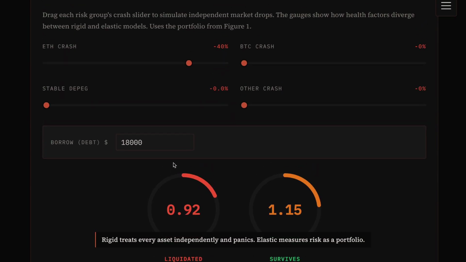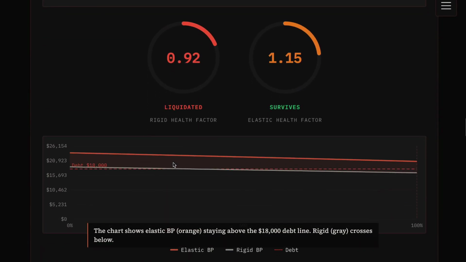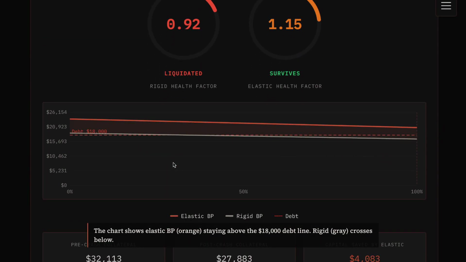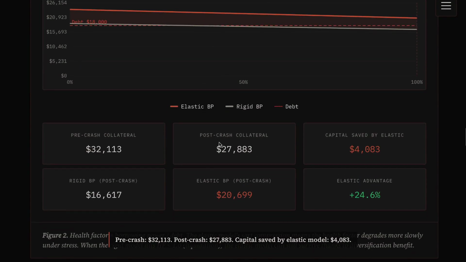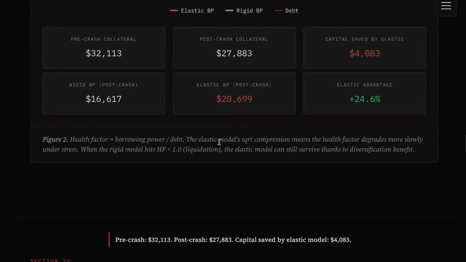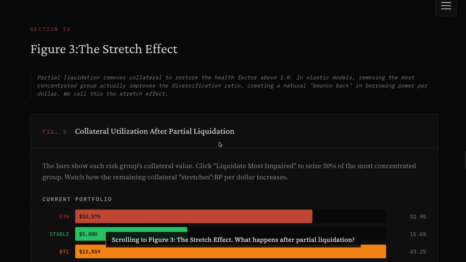Okay, as you can also see in the chart we have here, it shows us clearly the rigid borrowing power line crosses below the threshold, while the elastic stays above. And do we have enough time, guys? Okay, let's talk about the last part of our video.